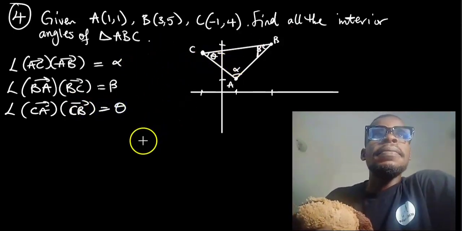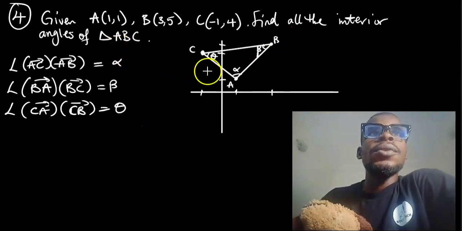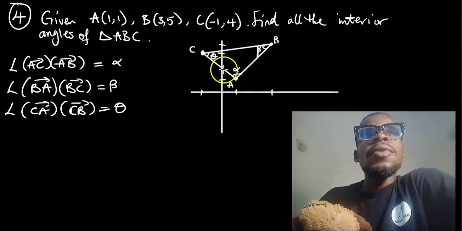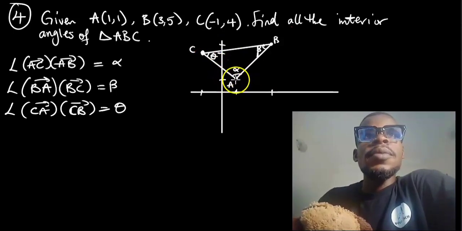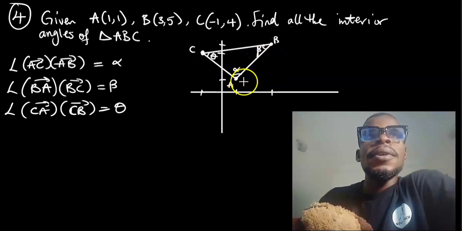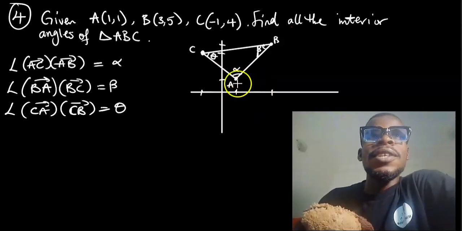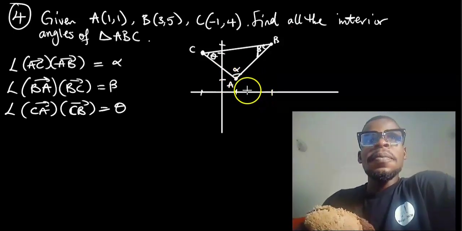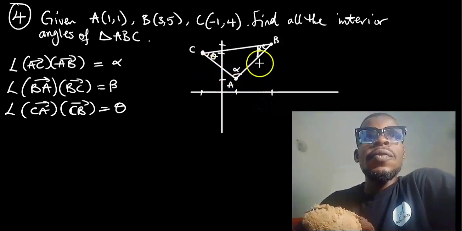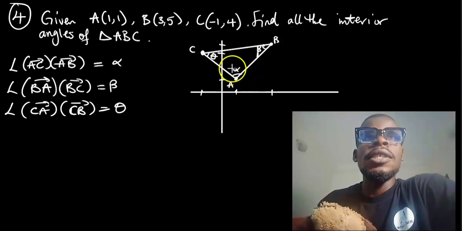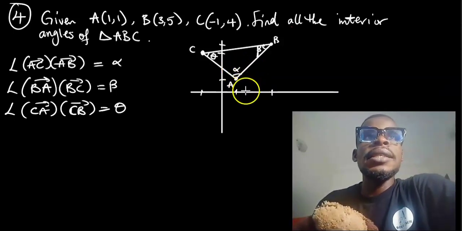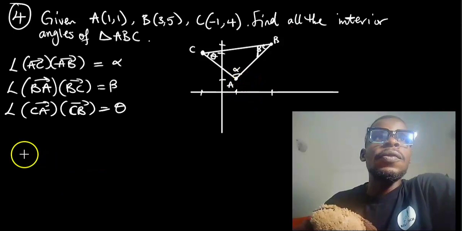Okay, so let's think. We want to find all the interior angles of this triangle. If you're thinking about alpha, what value should it have, given that it lies between the vector from A to C and the vector from A to B? Well, I recall one of the properties of dot products: if you have two vectors inclined at any angle, in this case alpha, then we could easily use the definition of dot products.